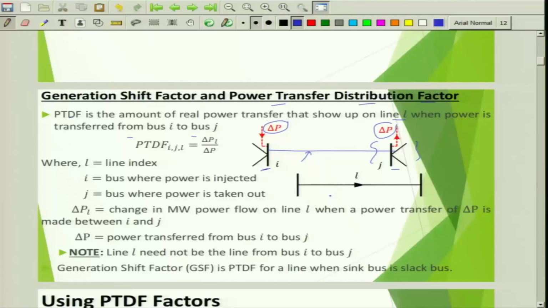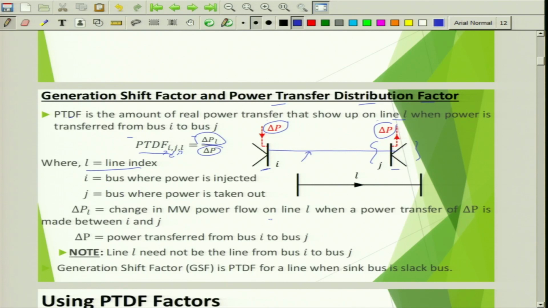So we are interested to find out the change in power flow in the line L, it could be any line in the network configuration when power is transferred from bus I to bus J. You understand, where L is line index and PTDF is defined as change in power flow in line L due to the injection at bus I and consumed at bus J, that is defined as delta PL by delta P, right. So where L is line index, I is bus where power is injected, and J is bus where power is taken out.